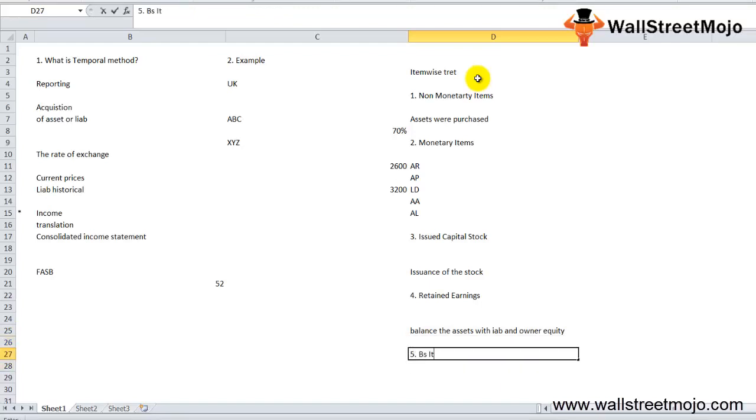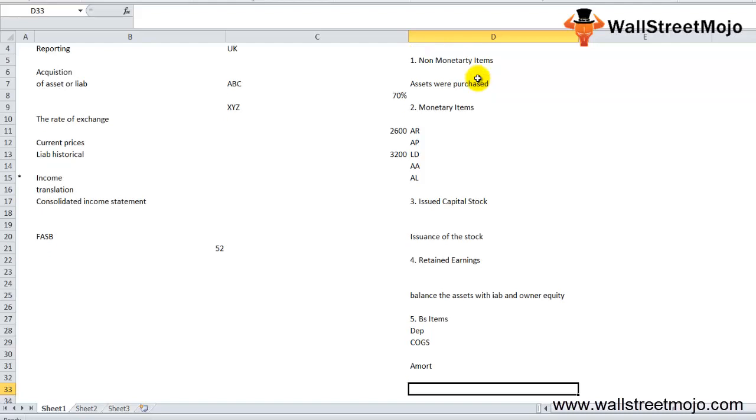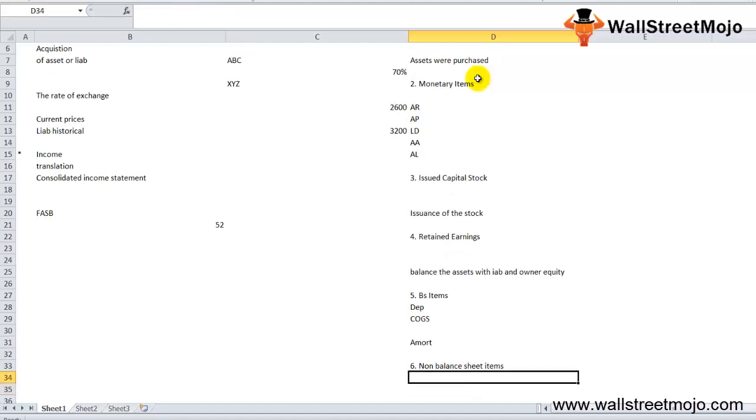Fifth is the balance sheet items. So expenses coupled with specific non-financial balance sheet items are translated in the same way, which includes COGS, depreciation, amortization, and so on and so forth. Sixth goes with non-balance sheet items. Now, sales and fee expenses are translated by using the weighted average rate of exchange at the time of the accounting.